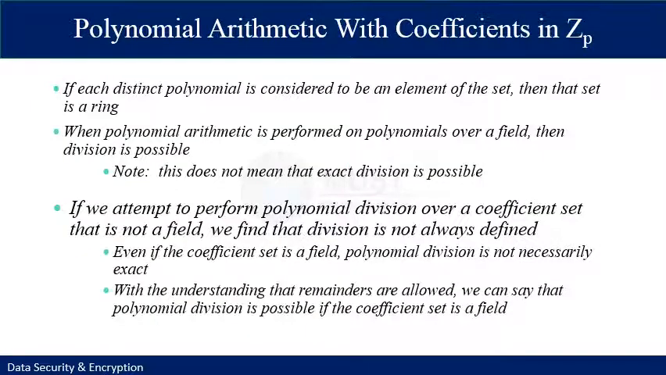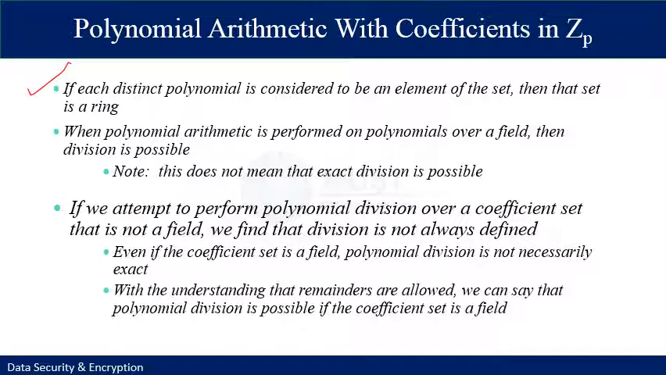Now consider the polynomials in which the coefficients are elements of some field F. We refer to these as polynomials over the field F. It is easy to show that the set of such polynomials is a ring, referred to as a polynomial ring. Here are some very useful properties to learn about. If each distinct polynomial is considered to be an element of the set, then the set is a ring.